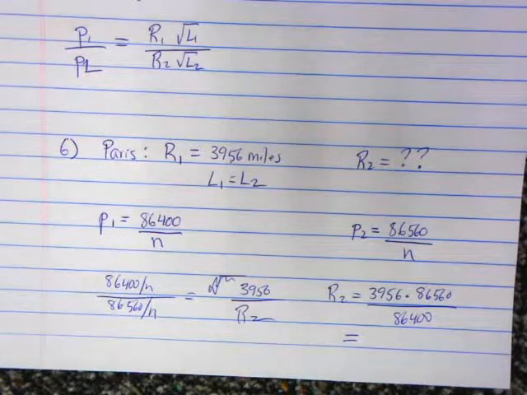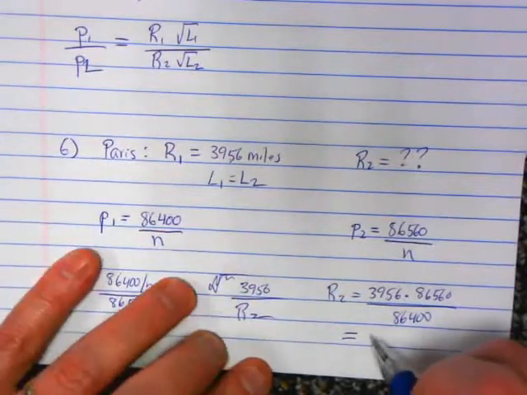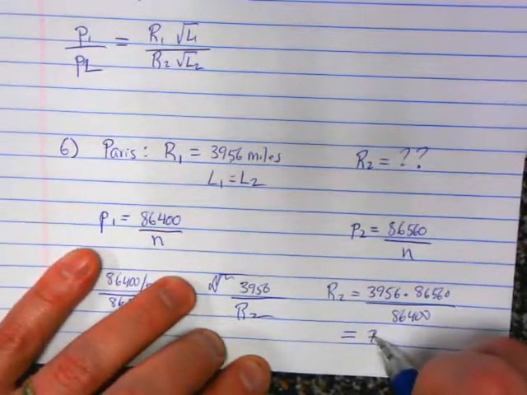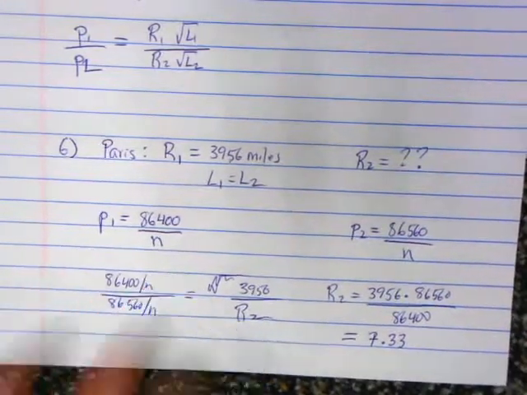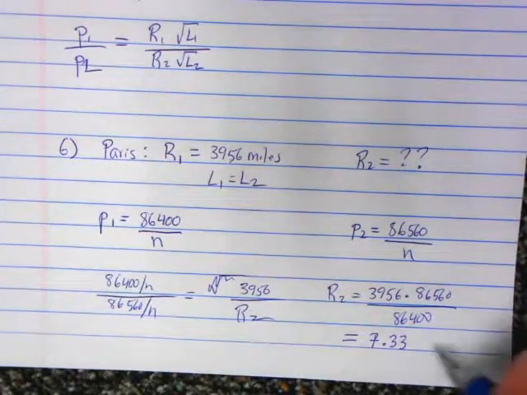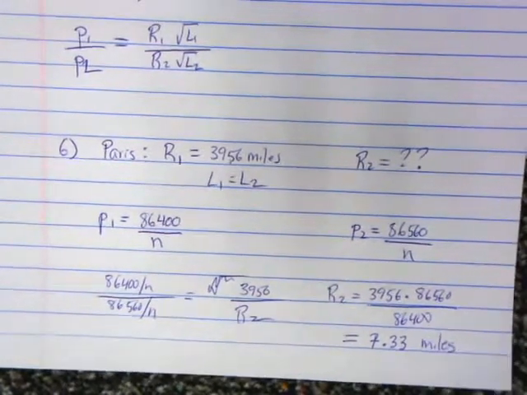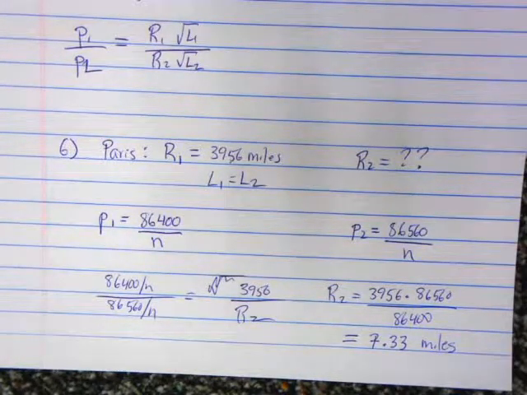Punch some buttons on your calculator and you tell me the answer is? What was it? 7.33. 7.33 miles. We were dealing in miles. So how far does the Earth bulge at the equator? About 7 miles. In some places, yeah, roughly 7 miles. Yeah, it's not nice and smooth. That's true.